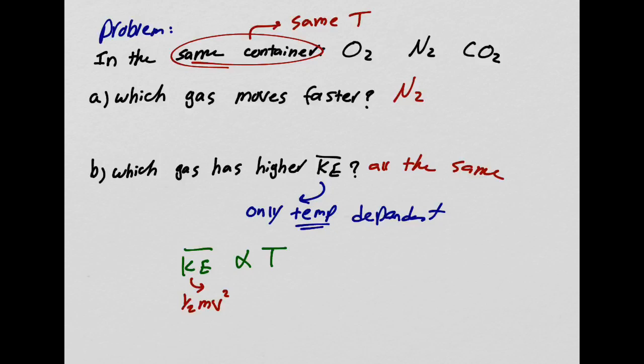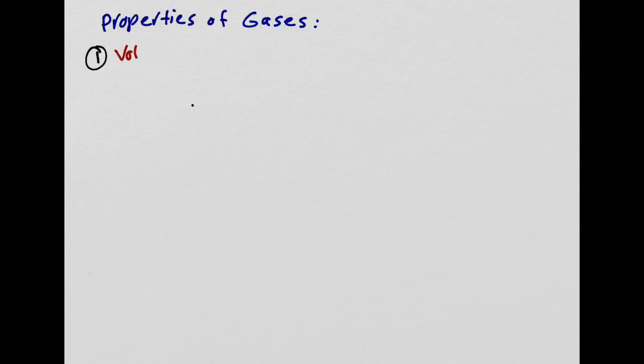So now that we talked about this theory, and you kind of know why gases behave the way they do, the next thing we're going to talk about is the properties of gases. Now, the first property is volume.